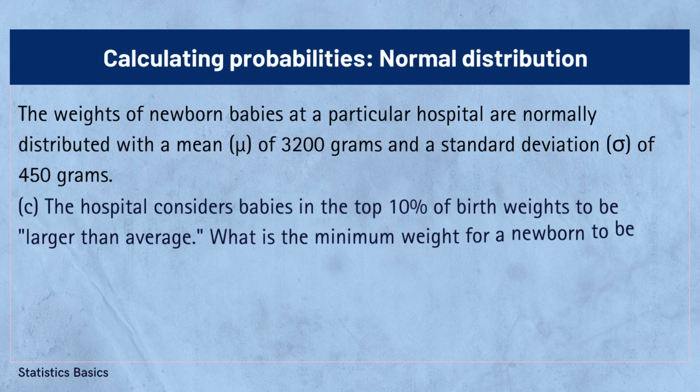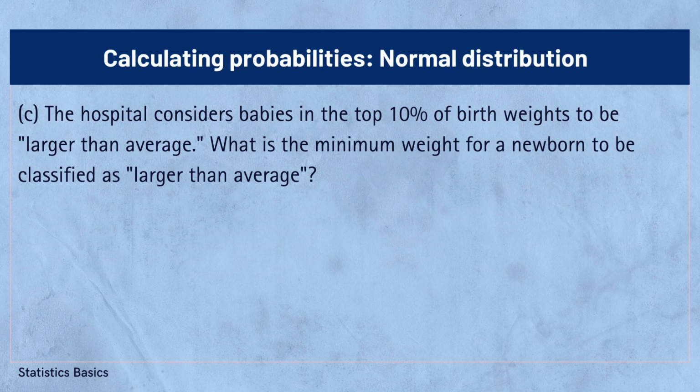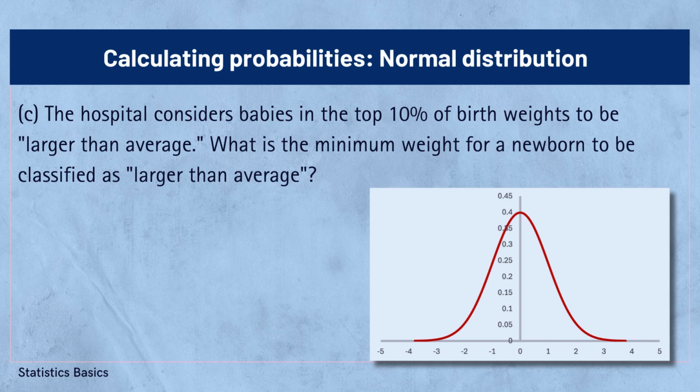The hospital classifies babies in the top 10% of birth weights as larger than average. To determine the minimum weight for this classification, we need to find the weight corresponding to the 90th percentile of the normal distribution. This problem is different from our previous calculations because we know the desired probability and need to find the corresponding weight. To do this, we reverse our usual process.